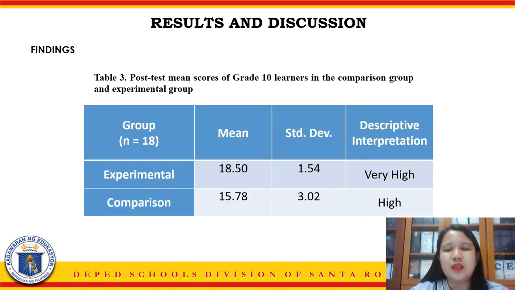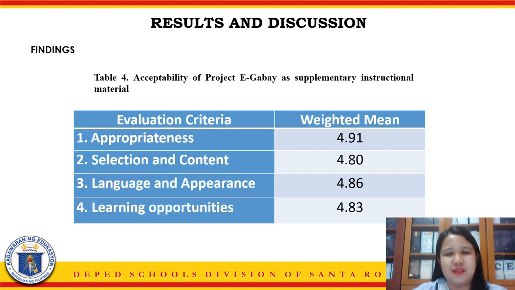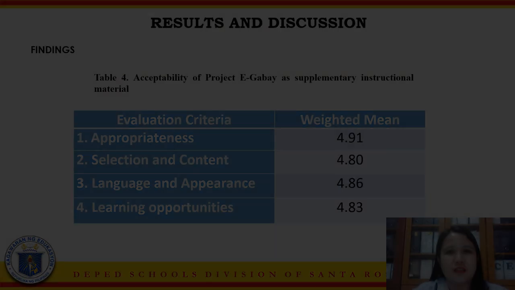The table indicates that the respondents in the experimental group obtained a very high mean score, while those in the comparison group obtained a high mean score of 15.78. The result showed an agreed acceptability of the project Gigabyte as supplementary instructional materials, respectively.